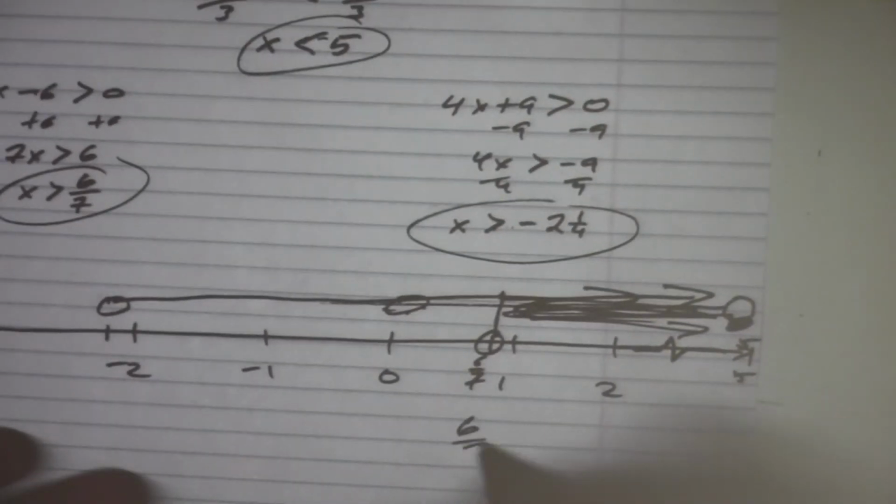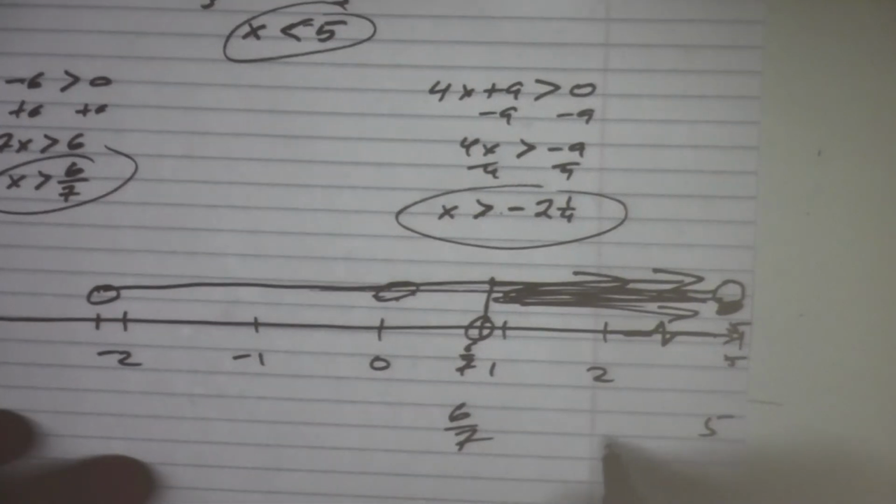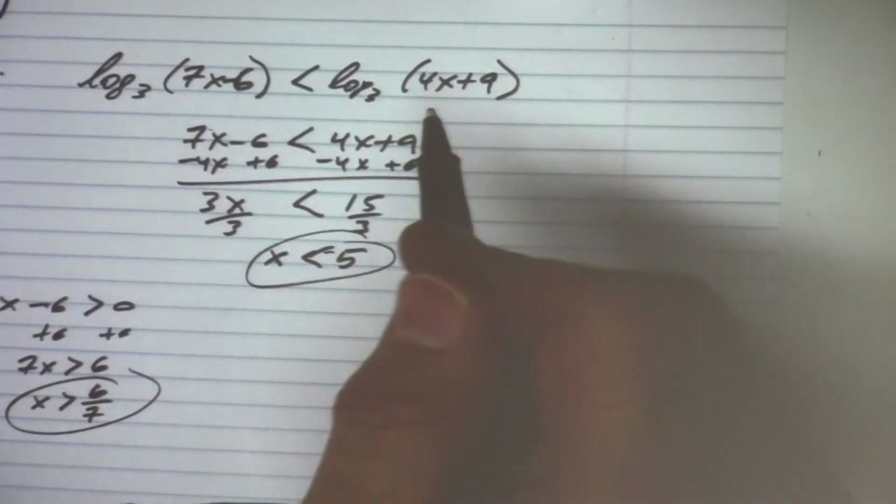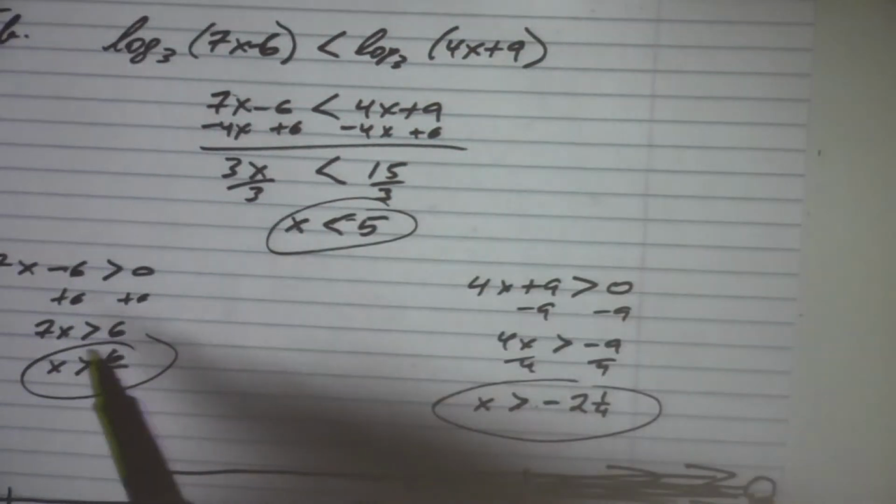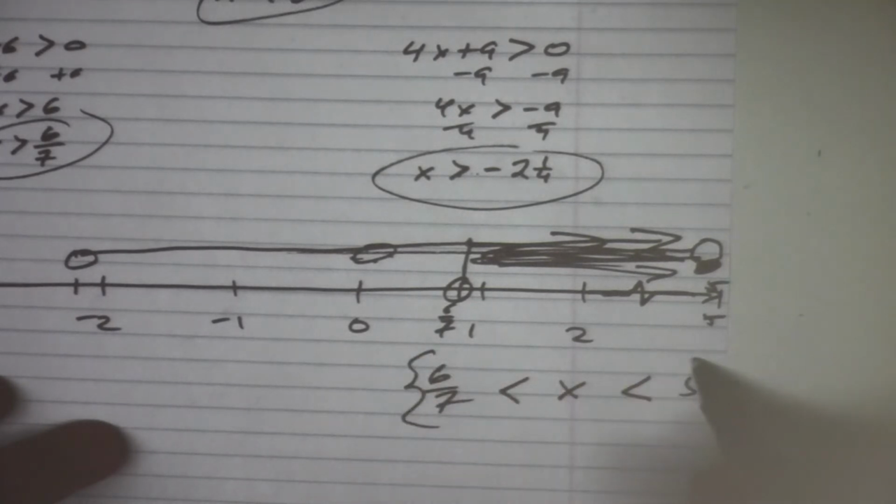So 6 over 7 and 5 are our boundaries. The x's that make this correct, the x's that you're allowed to use based on these 3 results, fit in this area, and that means that these x's are greater than 6 over 7 and less than 5. That would be your answer. I'll just put brackets right around that.